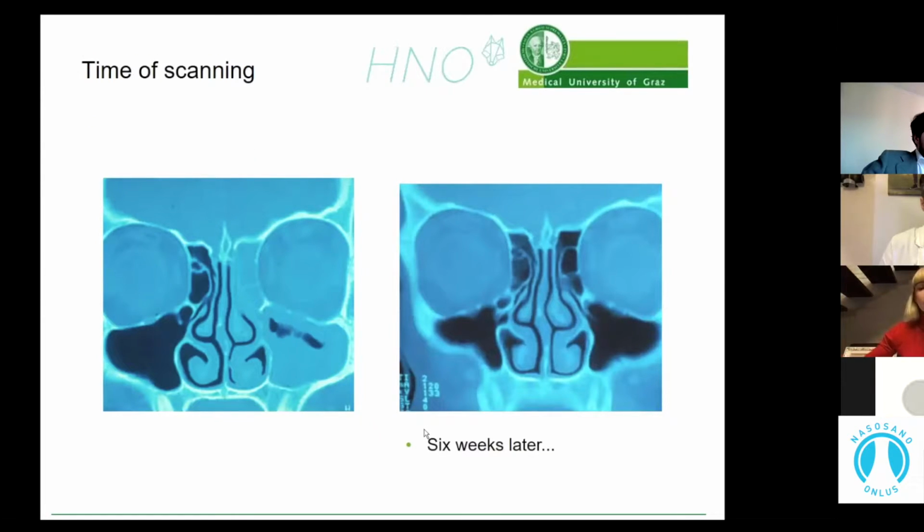What about time of scanning? For example, here, this is one and the same patient in the acute state of disease, acute rhinosinusitis, and this is the same patient 6 weeks after. So we have really different information, and in this patient, of course, we have a well pneumatized osteomeatal complex, and there it's not so clear. So also tell the patient he should not go to the radiologist in the state of the disease when it has just worsened or when he has any infection.